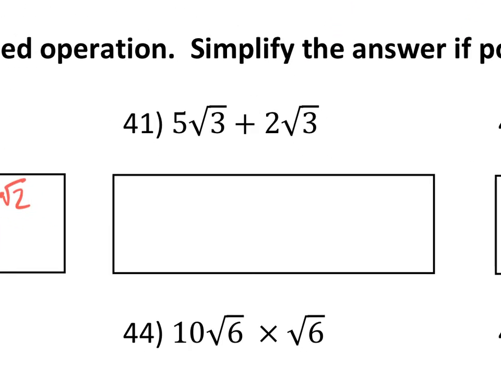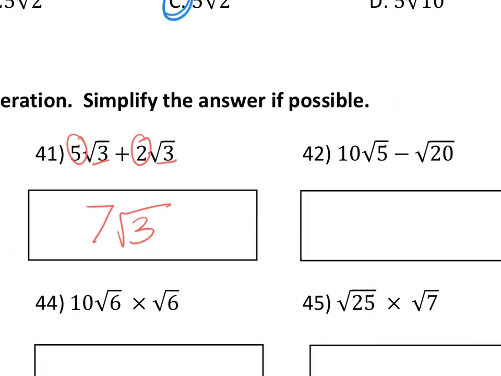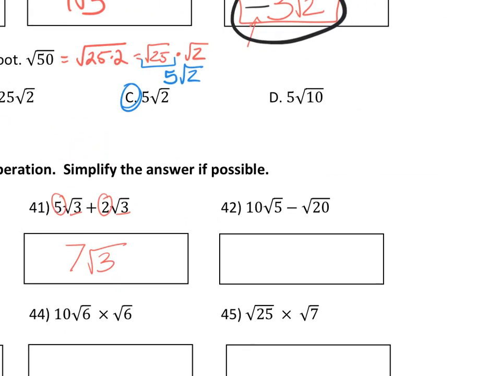Okay, number 41, they both already have the same number under the square root. They both have square root of 3. So that means we can add our numbers out in front. 5 plus 2 is 7. Square root of 3 just comes along. Okay. Number 42.